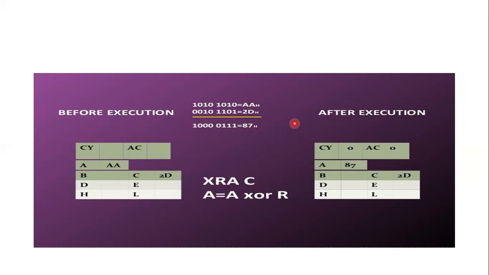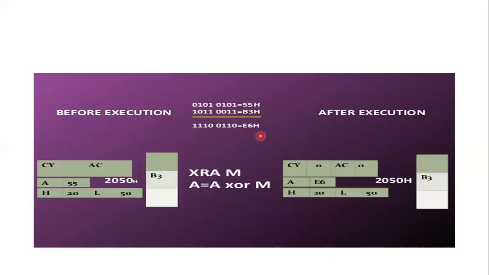Next, memory. The memory 2050 contains the value B3, and the accumulator has the value 55. Okay. So 5 5. So this is the B and 3.